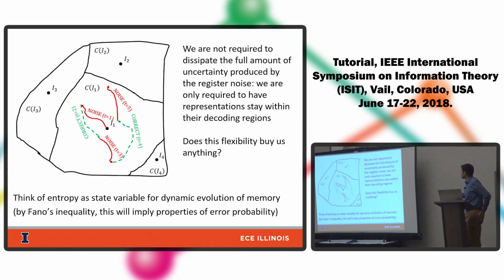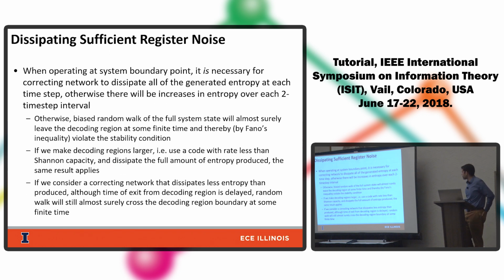And notice that we actually don't need to dissipate the full amount of uncertainty that's generated by the noise. We only need to stay within the decoding region. You can imagine an approach where it goes up, we go only back part way, then it goes out, and we only go back part way. And so that's another question. Does that help us in any way? Right, so what one can show is that that doesn't help us. So it is necessary for the correcting network to dissipate all of the generated entropy at each time step. Otherwise, there would be increases in entropy over each time step interval.